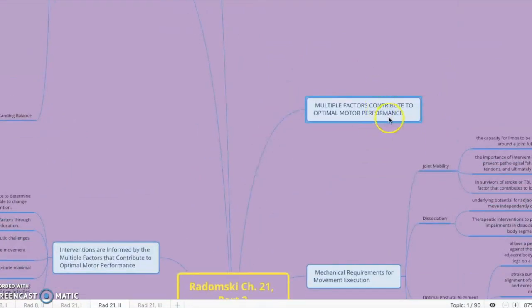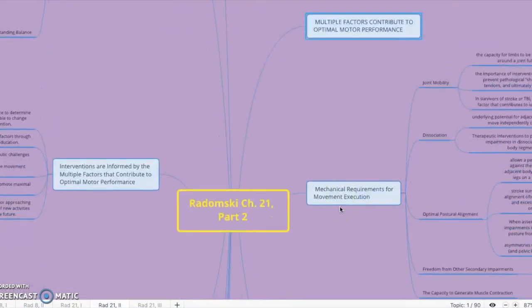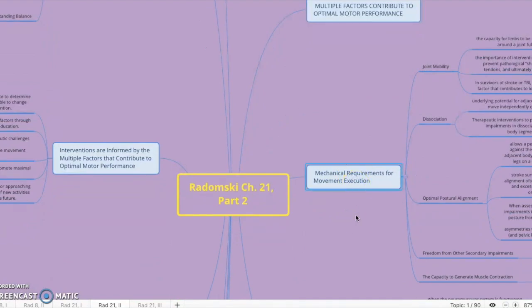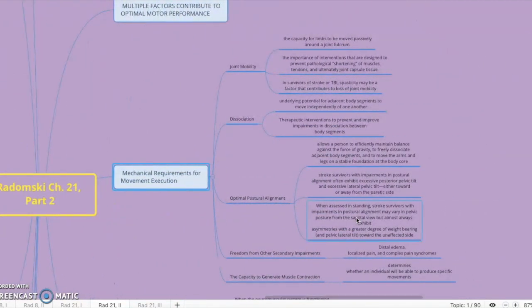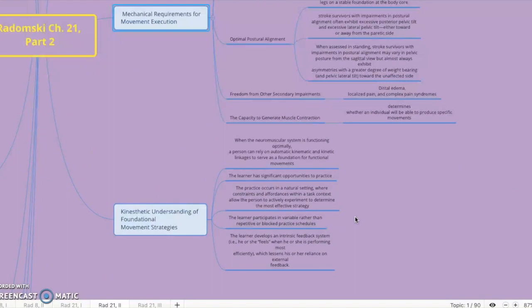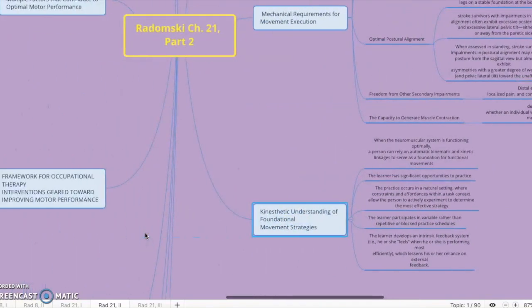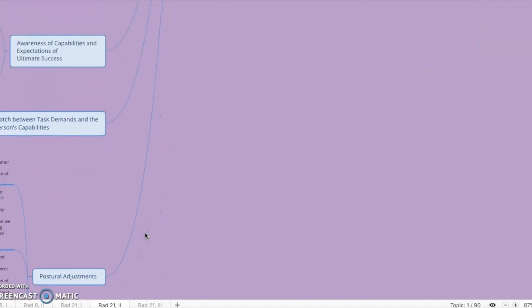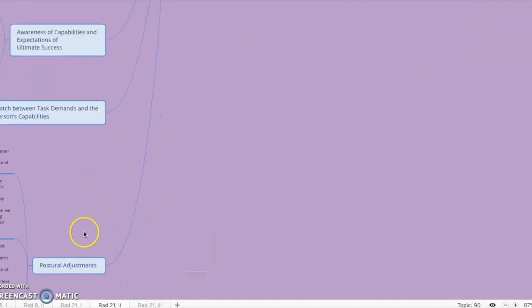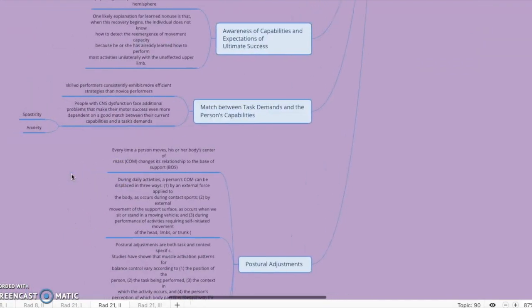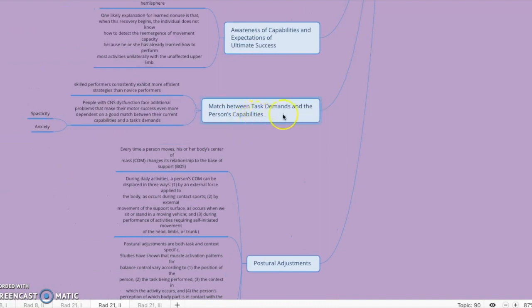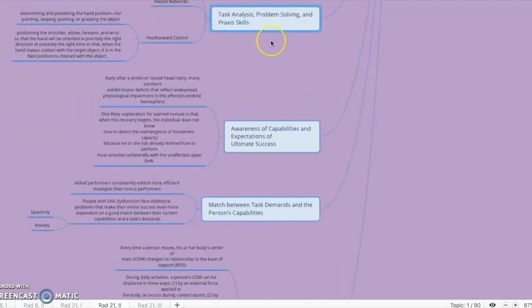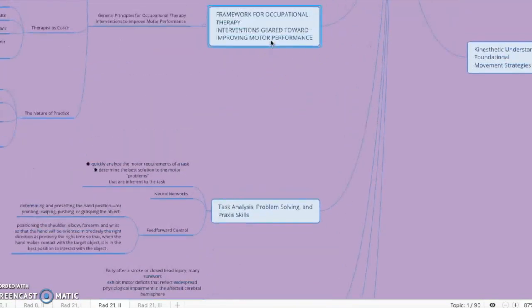So there are multiple factors that contribute to optimal motor performance. Here we talk about mechanical requirements for movement execution. Here you see the kinesthetic understanding of foundational movement strategies. Then below we cover various topics, including postural adjustments, the match between task demands and the person's capabilities, awareness of capabilities and expectations of ultimate success, and task analysis, problem solving, and praxis skills.